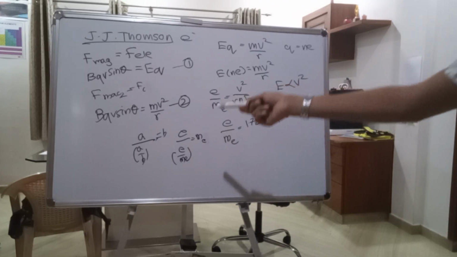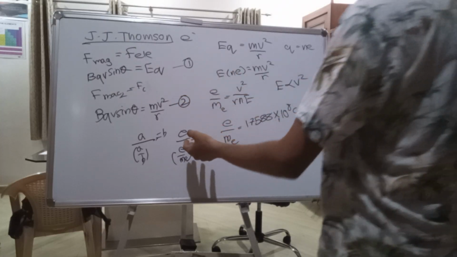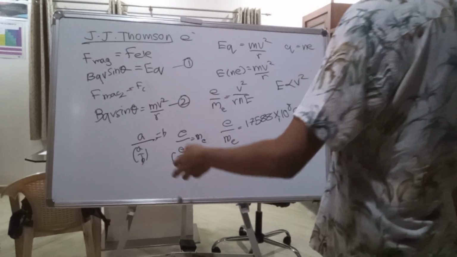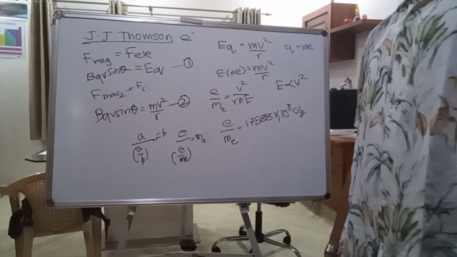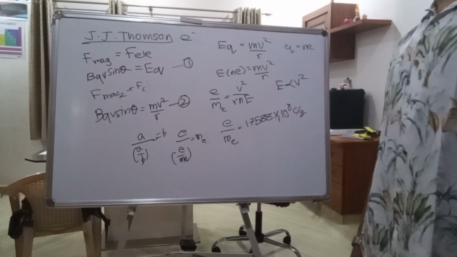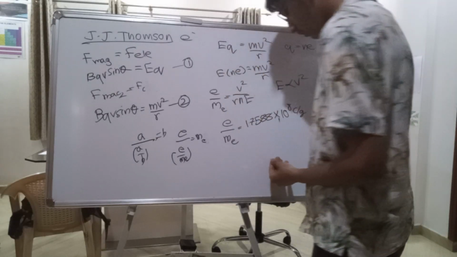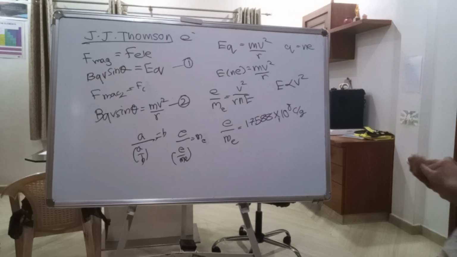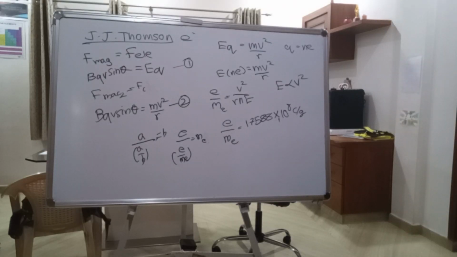They divided this one from this one, that is, 1.7588 into 10 power 8 coulombs per gram. This gram you need to convert into kilogram, and then divide by the e value 1.6 into 10 power minus 19 coulomb. If you divide now, you will get 9.1 into 10 power minus 31 kg. Once you check, it is 9.1 into 10 power minus 31. So that is the value of the mass of the electron.